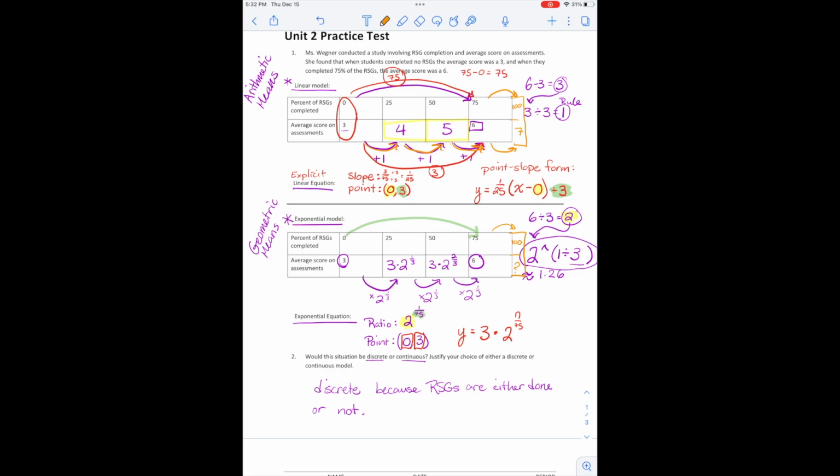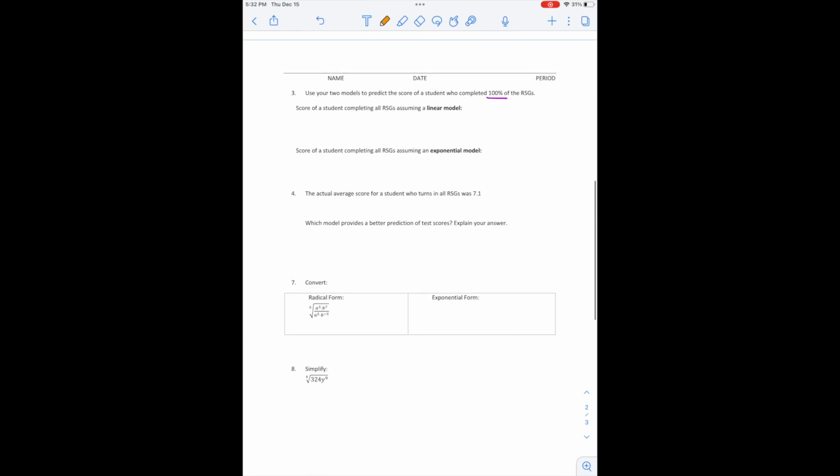So that would be 6 plus 1 is 7, or 6 times 2 to the power of 1/3, giving us 6 times 2 to the power of 1/3. So let's copy those down. 7 from the linear model, and 6 times 2 to the power of 1/3.